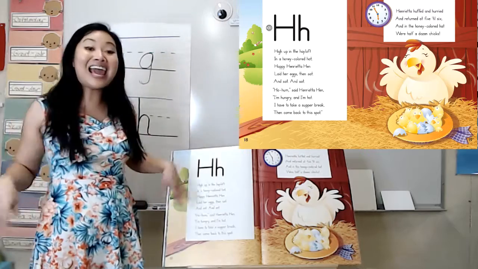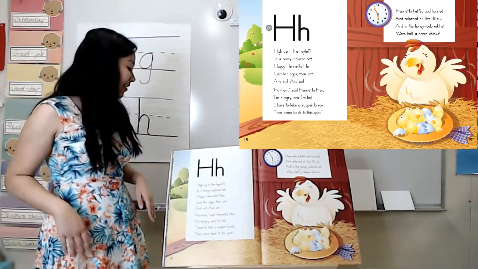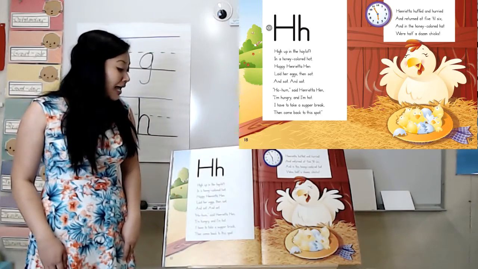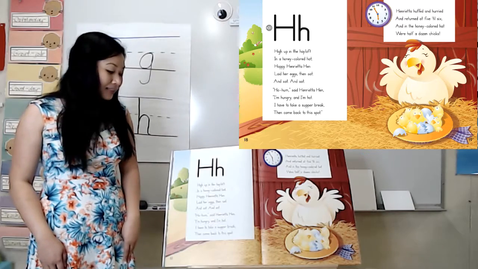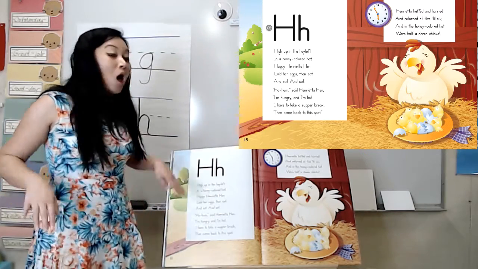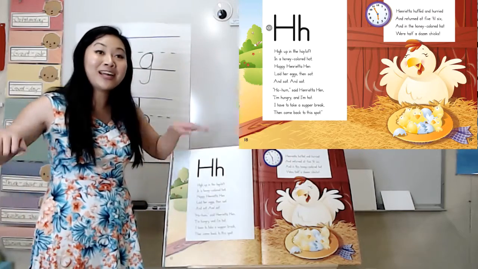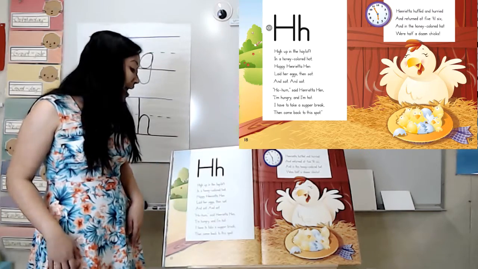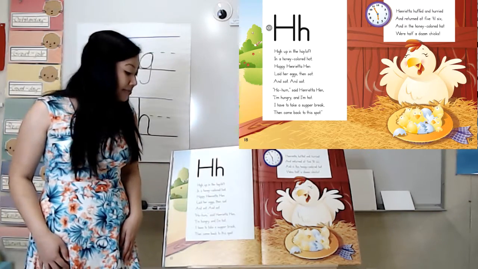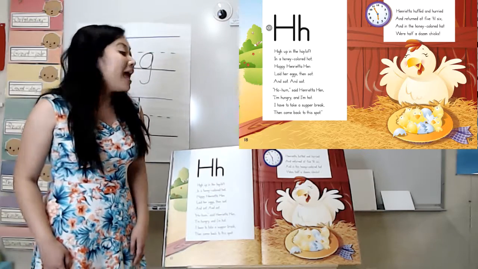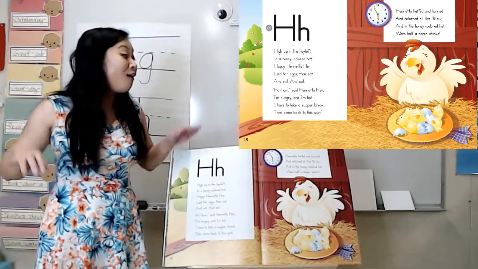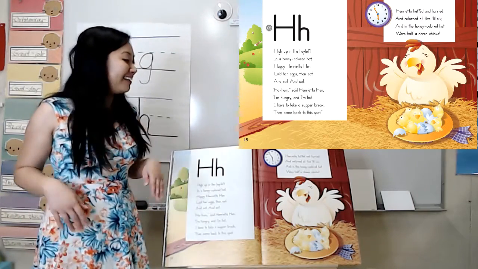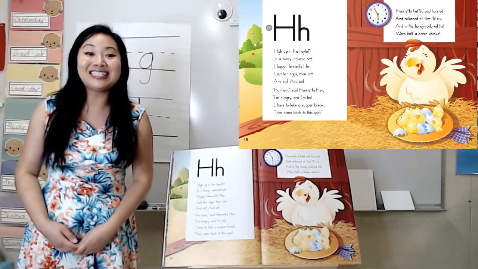High up in the hayloft in a honey-colored hat, happy Henrietta Hen laid her eggs then sat, and sat, and sat. Ho hum, said Henrietta Hen, I'm hungry and I'm hot. I have to take a supper break, then come back to this spot. Henrietta huffed and hurried and returned at 5 till 6. And in the honey-colored hat were half a dozen chicks.